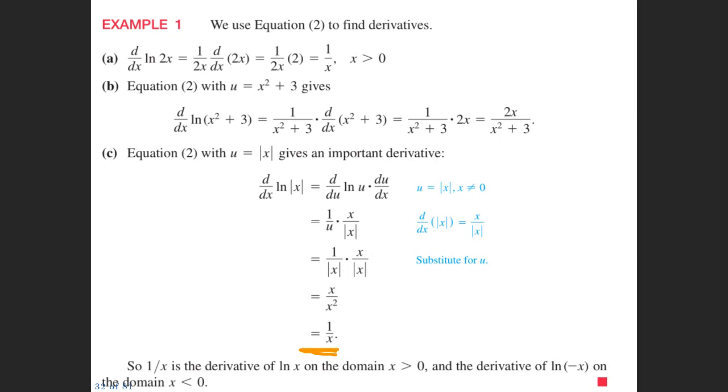So that means 1 over x is the derivative of ln x on the domain x strictly greater than 0, and it's also the derivative of ln of minus x on the domain x less than 0.